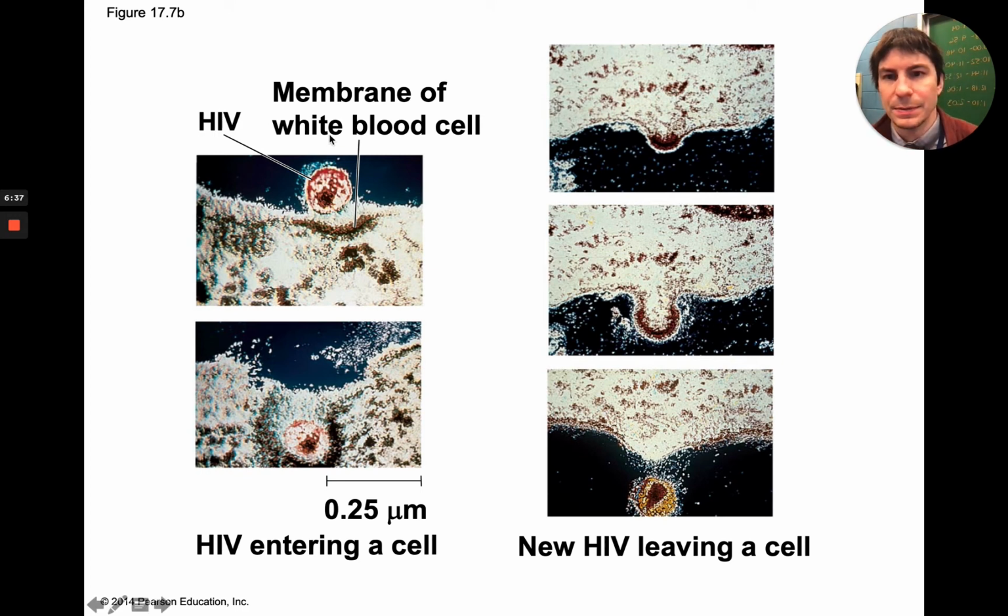So here is a picture of HIV, and we have a white blood cell, all right, and it's attacking it. So it can actually, HIV, infect our white blood cells. And if you remember what white blood cells do, they are the ones that are going to fight infection. So if the HIV is taking over our white blood cells, it's literally compromising our immune systems.